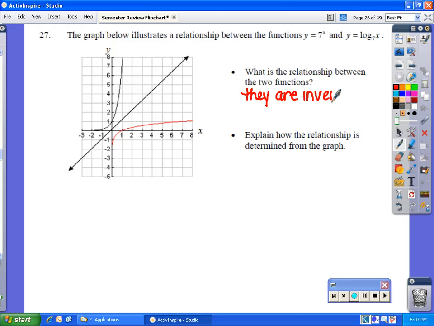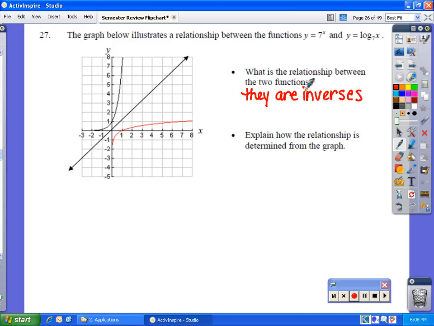This can be shown in several ways. Algebraically, we would use the composition of functions. If the first function were f and the second function g, then f of g of x would equal g of f of x, and both would equal x. And this would show that the two are inverse functions algebraically. It actually asks us to explain how the relationship is determined, however, from the graph.